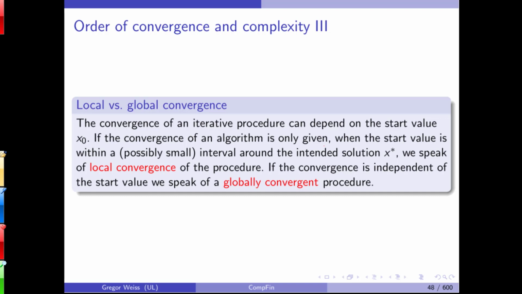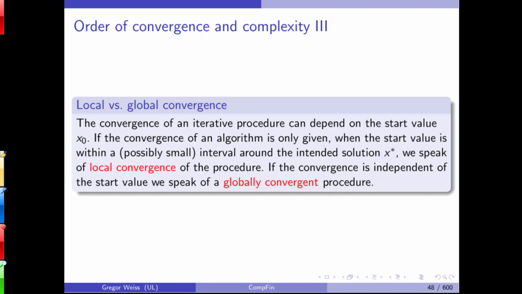Global convergence means that it doesn't matter where you start. This algorithm with the phone book is globally convergent. You will always find the name you are looking for, regardless of whether you start in B or in C or in G or at X.